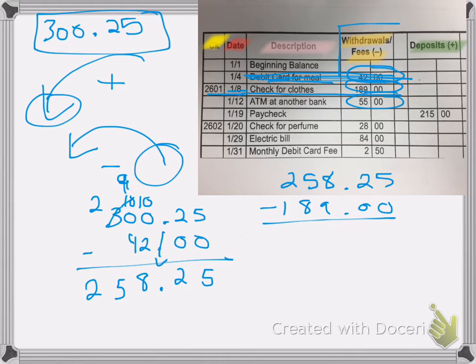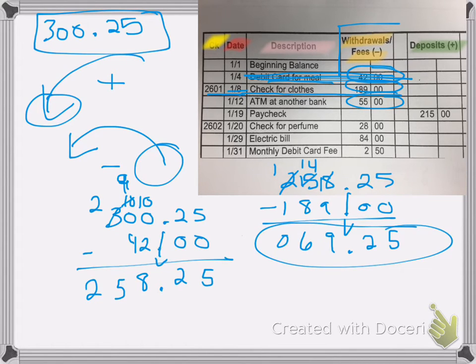We subtract. 5 minus 0 is 5. 2 minus 0 is 2. 8 minus 9 we can't do. So we're going to borrow from the 2 because we'll run into the same thing when we do the 5. So that's going to be a 1. That 5 becomes 15. But we have to borrow. So that's 14. And now that is 18. 18 minus 9 is 9. I need to make sure that I bring my decimal straight down. 14 minus 8 is 6. 1 minus 1 is 0. So now we're at $69.25.